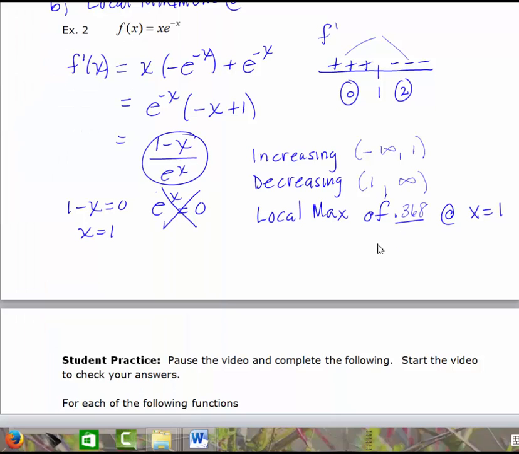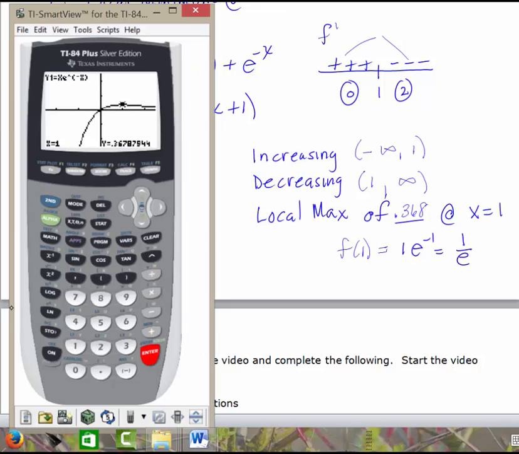We could have found that value again manually by finding f of 1. F of 1 would be 1 times e to the negative 1, or just 1 over e. And if we double check that, let's quit out of the graphing for a minute. If I take 1 and divide it by e, I get approximately 0.368.